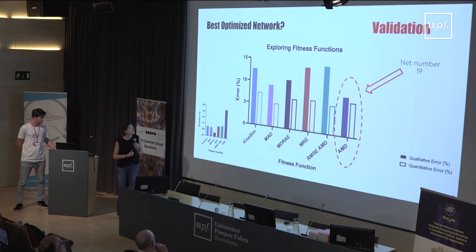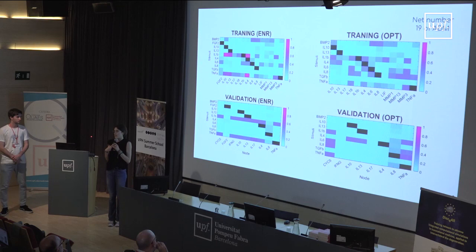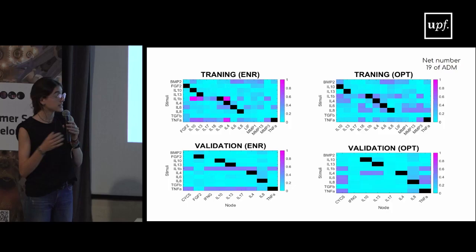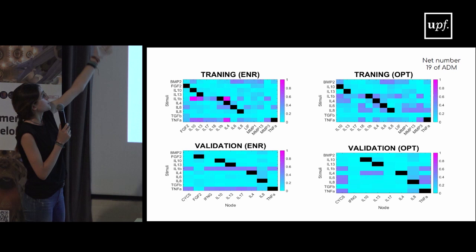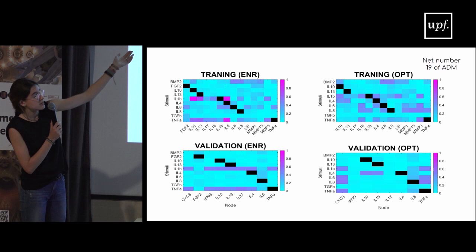So just to end up, network number 19 was our optimized final network. We plotted the heat map of the optimized network and compared it with the enriched network, and we can see that they are pretty similar, although they are not quite the same, because, of course, the optimized one has some deviation error.